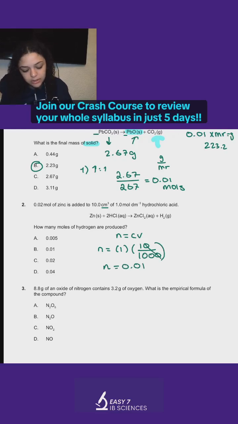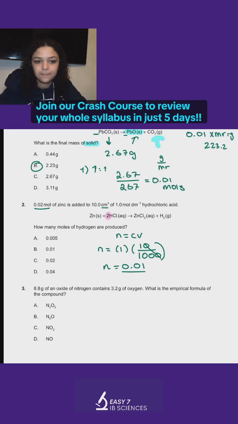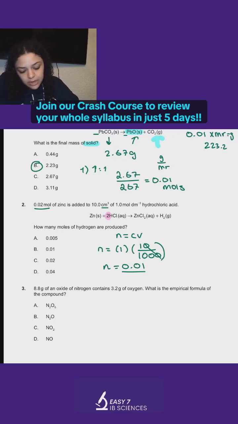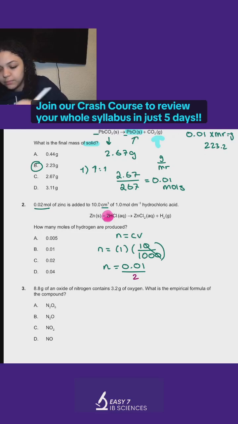And if my HCl is 0.01 moles and my zinc is 0.02, which one's the limiting? What do you have to be careful of, though, as well? Good, exactly. You have to be careful to apply the molar ratios. So here, the coefficient of HCl is 2. So before I can even pick, exactly, good job, before I can even pick which one is the limiting, I have to divide this by 2. So I'm going to do 0.01 divided by 2, and that's going to give me 0.005.